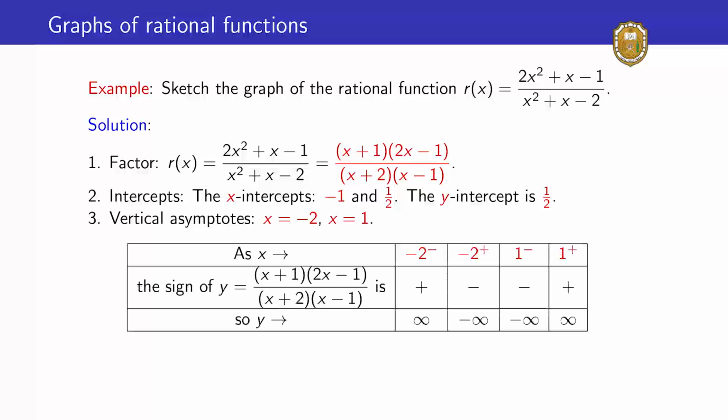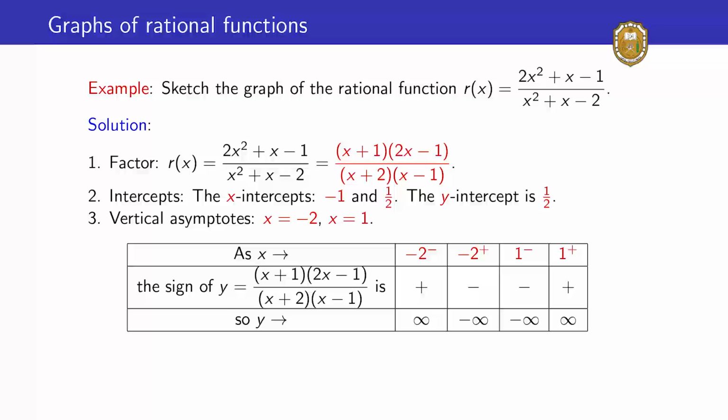So this table down here shows you the behavior near the vertical asymptote. How does the graph behave as x approaches the vertical asymptote? What happens to y? We see as you go to −2 from the left, the sign of y is positive, and so y will go to positive infinity. How do you get this? You pick a test point on the left of −2. As you go to −2 from the right, the sign of y is minus. So that tells you that y goes to minus infinity as x goes to −2 from the right.